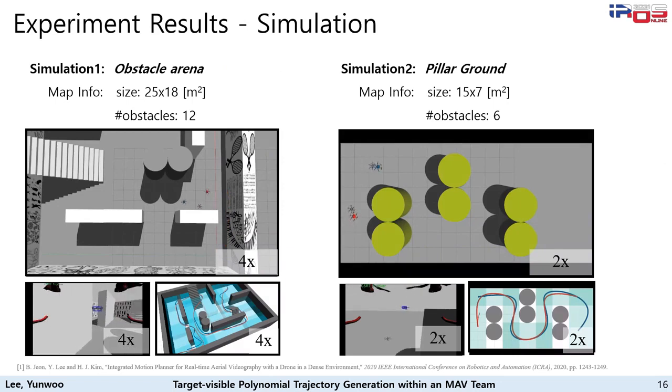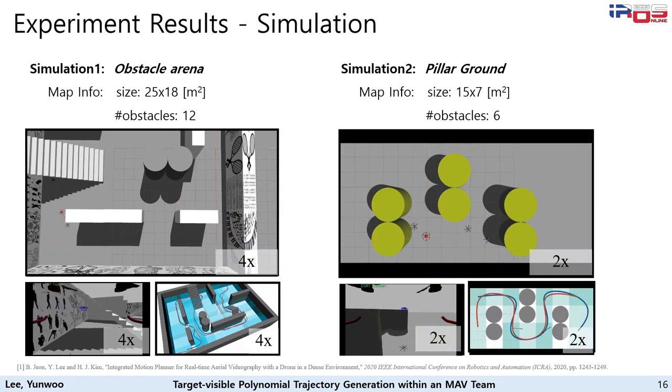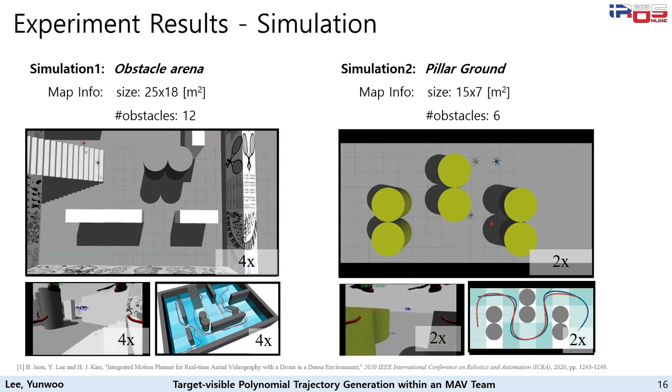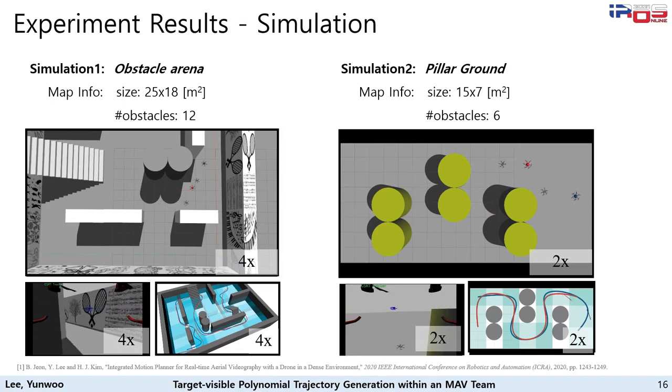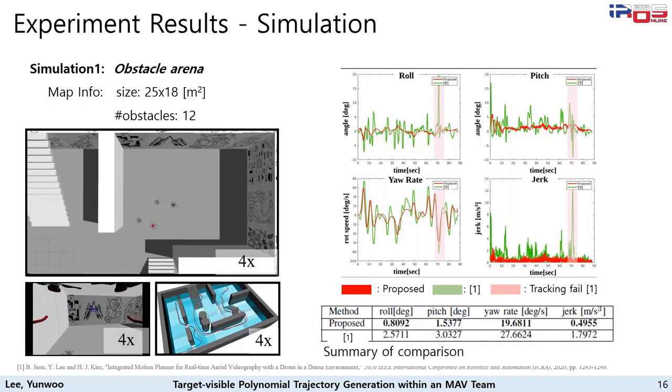This video shows the simulation results for two virtual environments. The first simulation is a 90 second flight and the second one is a 24 second flight. Regardless of complexity and size of the map, the optimization is solved by a single quadratic programming solver. In the first simulation, we compared our method with the visibility metric approach. The visibility metric approach failed to track targets consistently, but our method succeeded in maintaining target visibility. Also, our method shows a much smoother and gentler flight.